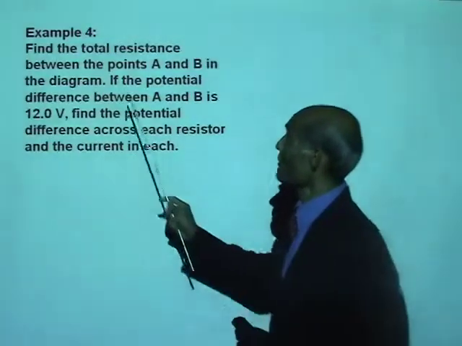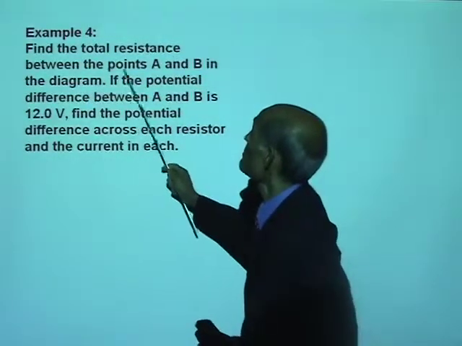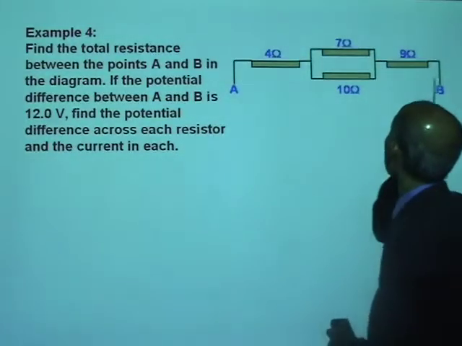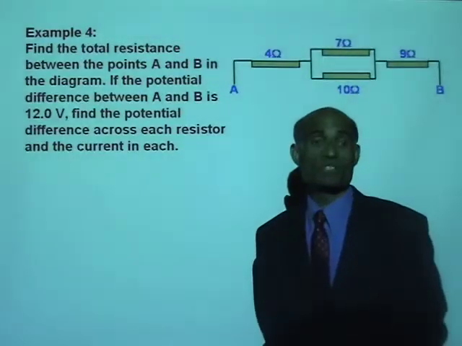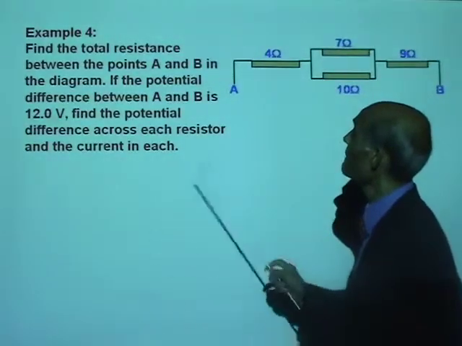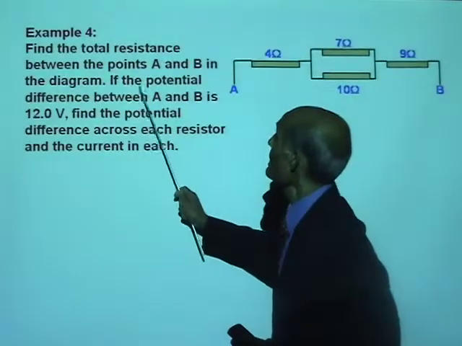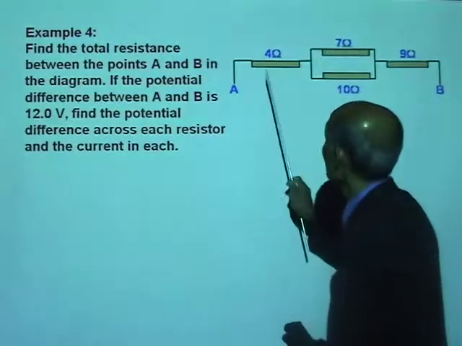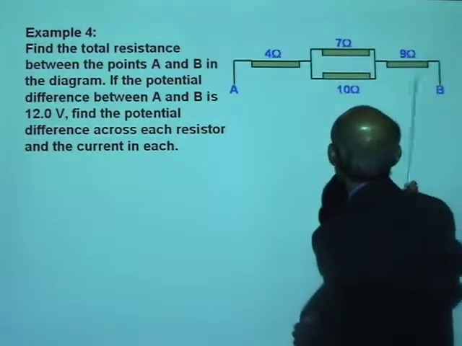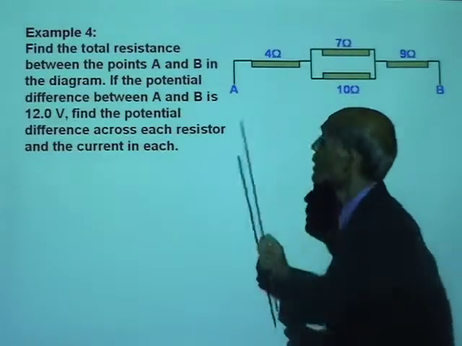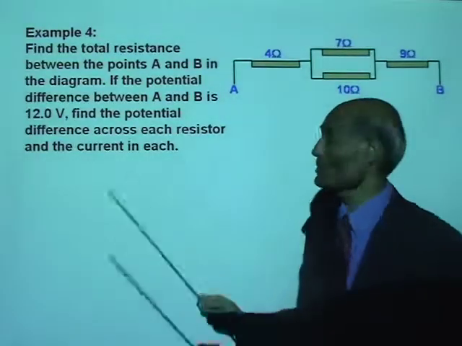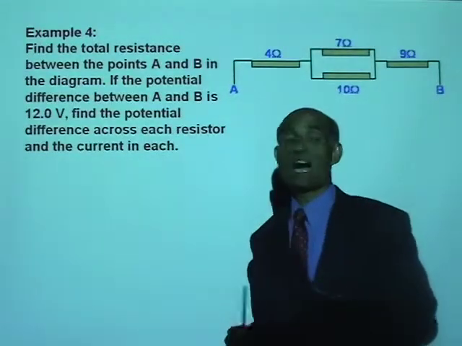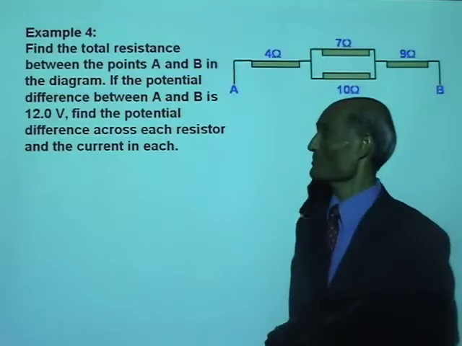Another one. Find the total resistance between point A and B. That's point A, and that's point B. Find the total resistance between points A and B in the diagram. If the potential difference between A and B is 12 volts, in other words, if I now connect a cell between points A and B of EMF 12 volts, find the potential difference across each resistor and the current in each.